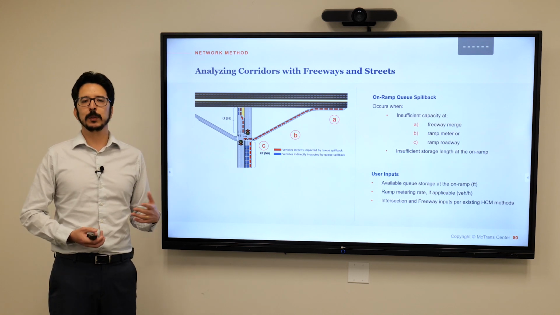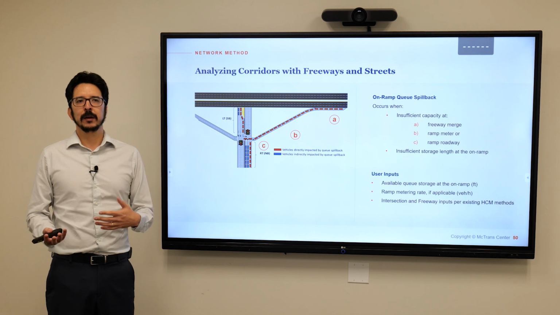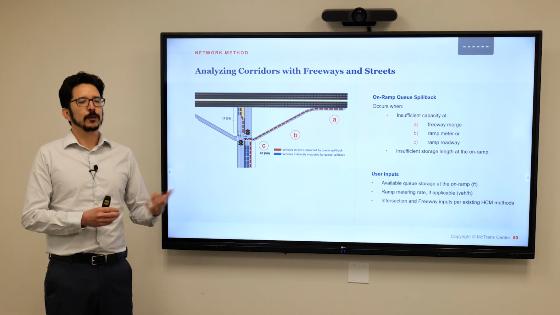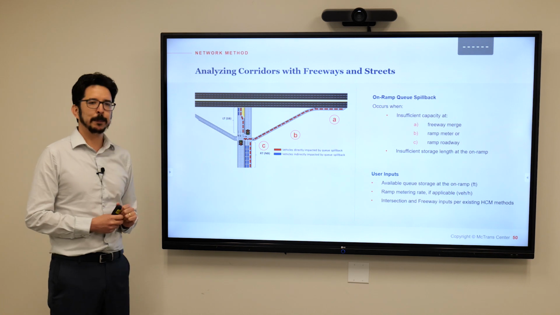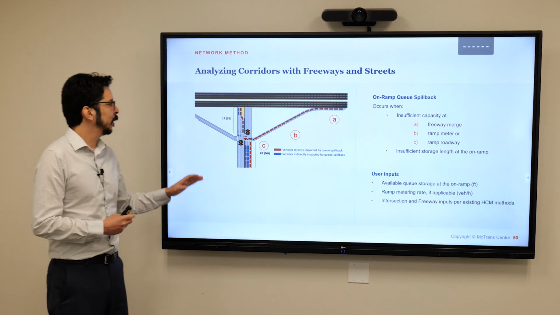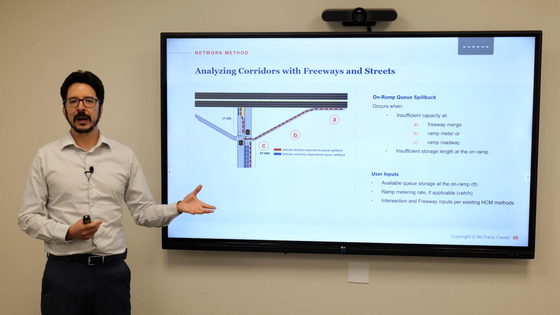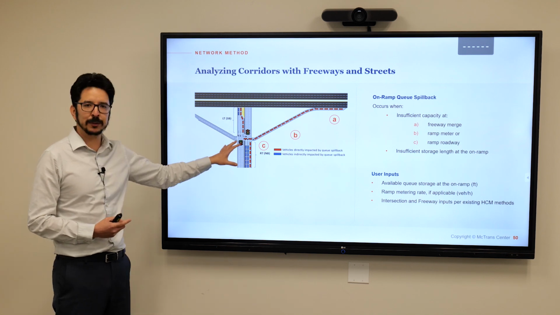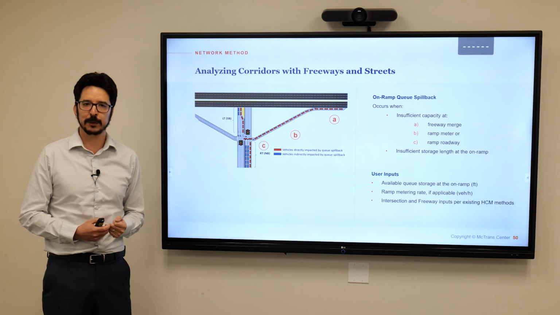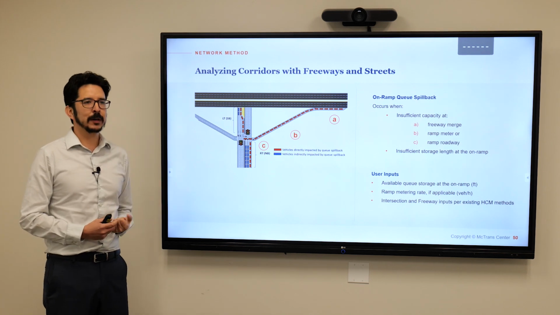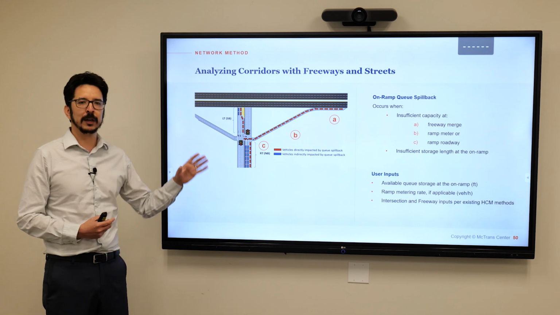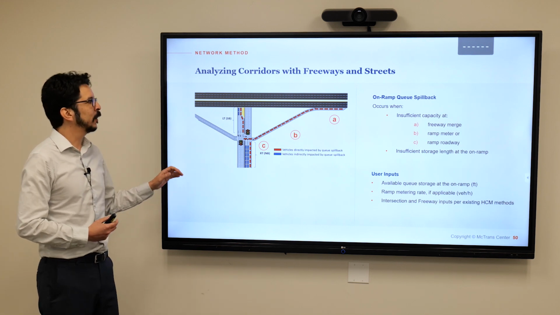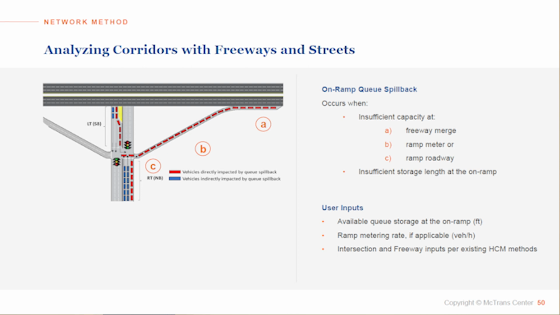So let's talk about queue spillback, which is one of the major parts of this methodology. And we can start first with queue spillback from freeways to urban streets. So what we see here is what happens in on-ramp queue spillback. In this case, the queue can back up from an on-ramp into the intersection and can negatively affect intersection performance. And queue spillback may occur due to insufficient capacity at one of the 3 points that we are seeing here. So A, when we're talking about the freeway merge, if we have a congested freeway, vehicles will not be able to enter the freeway traffic and the queue is going to propagate.